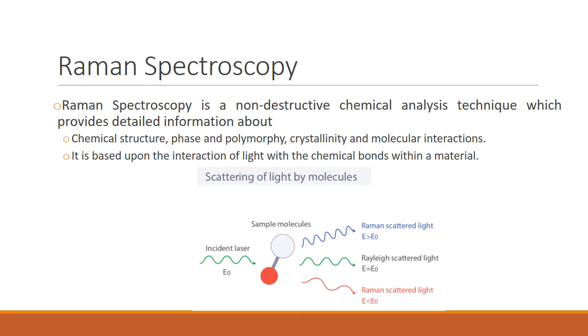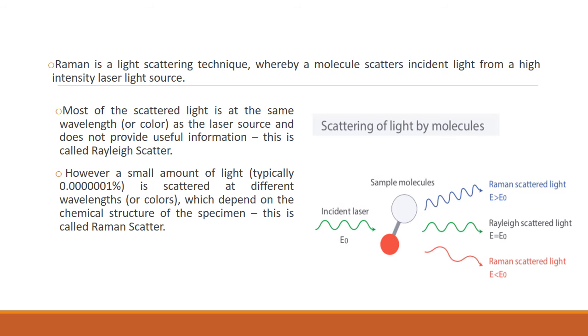So Raman spectroscopy is a non-destructive chemical analysis technique which provides detailed information about chemical structure, phase, polymorphy, crystallinity, and how the molecular interaction happens. It is based on the interaction of light with the chemical bonds within the material. So here we will explain how the scattering happens.